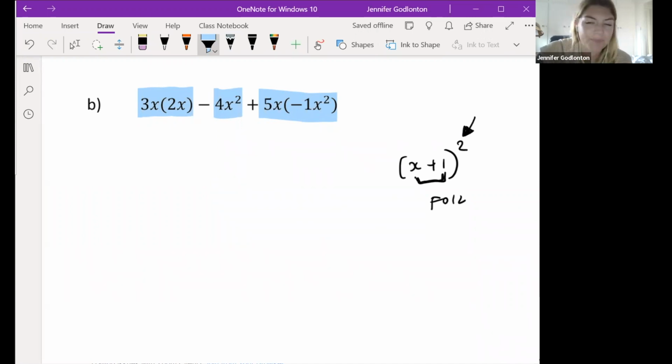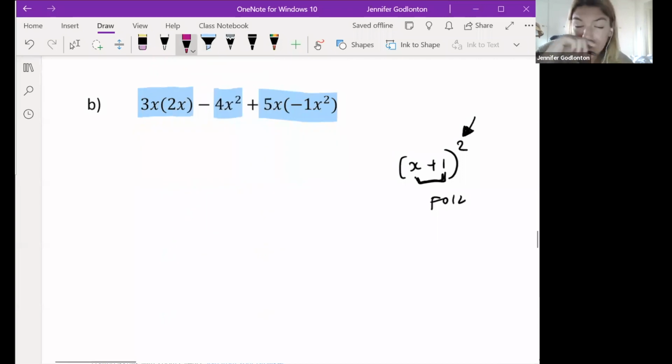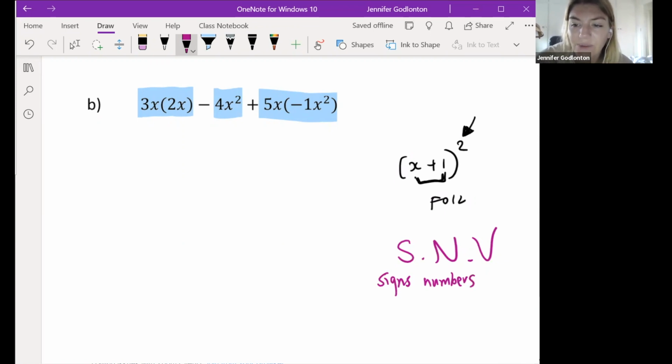Okay, let's go. So we've identified our terms. That's step 1. Step 2, we're going to simplify each term. So that is when we think of SNV. S stands for signs, N stands for numbers, V stands for variables. Okay, we just write those little letters just to keep us thinking about what we're doing.